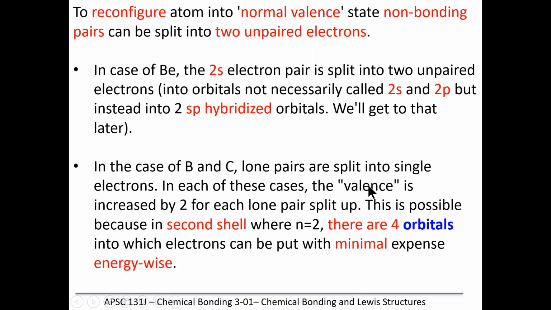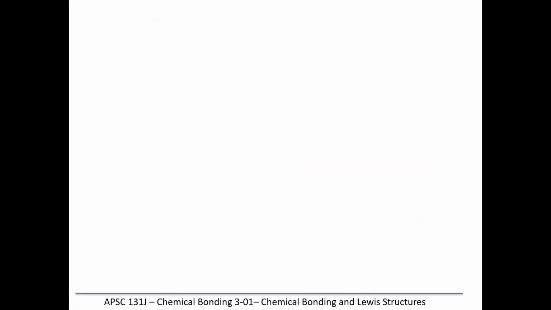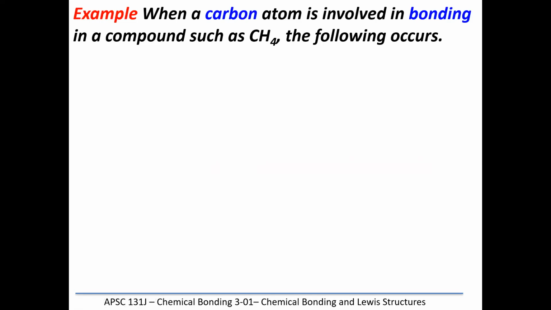Again, valence means the electrons that are involved in the bonding. This is possible in the second shell, where n equals 2. There's a total of 8 electrons, and there could be 4 orbitals in which the electrons can be put to minimize the expense energy-wise. So we talked about how in carbon we have sp3 hybrid orbitals. We can form 4 different equivalent hybridized orbitals to form 4 equivalent bonds.